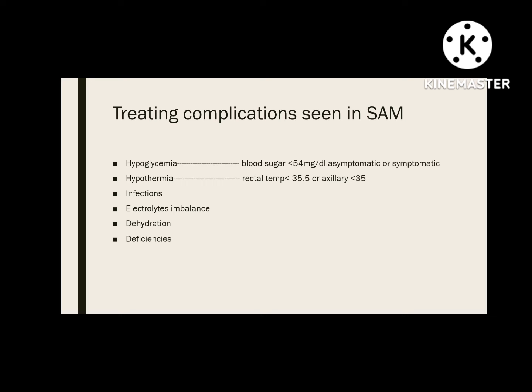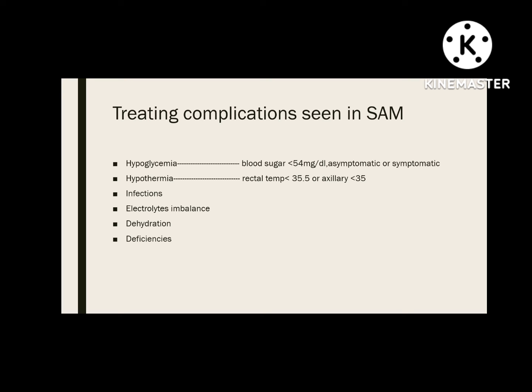Then, if the child is symptomatic, we give IV fluid, 5 ml per kg of 10% dextrose. In neonate, if a neonate had hypoglycemia, we were giving 2 ml per kg of 10% dextrose. Here we are giving 5 ml per kg of 10% dextrose.